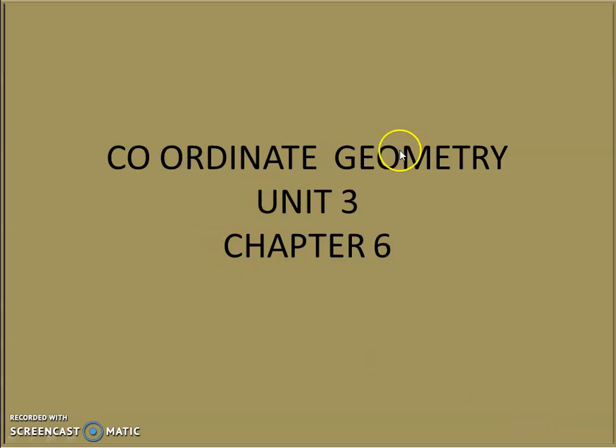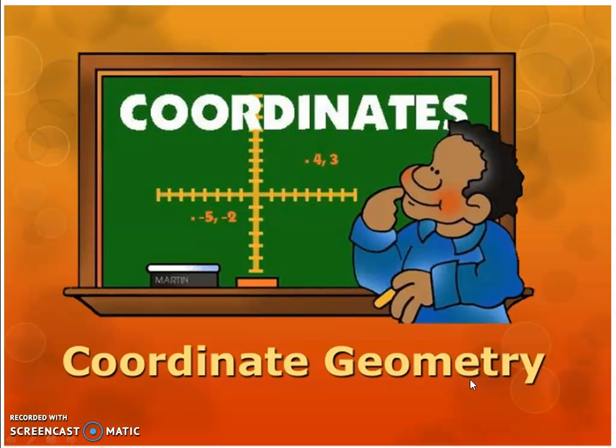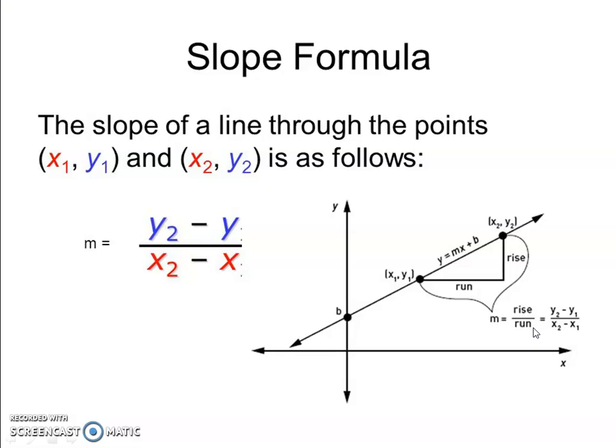Our chapter is Coordinate Geometry, Unit 3, chapter number 6. Let us check what happens next. Today's lecture is very interesting. First, for revision, we have to start with the slope form.